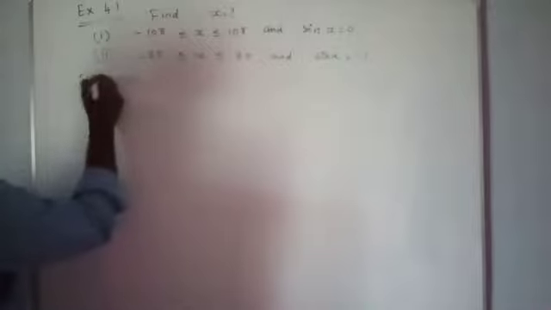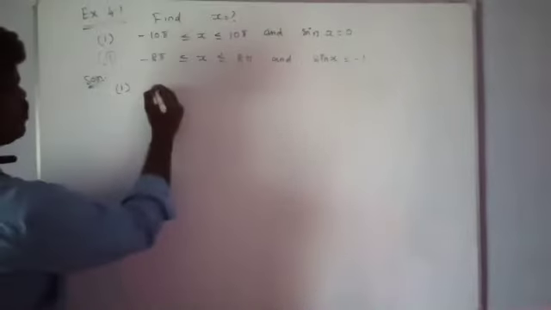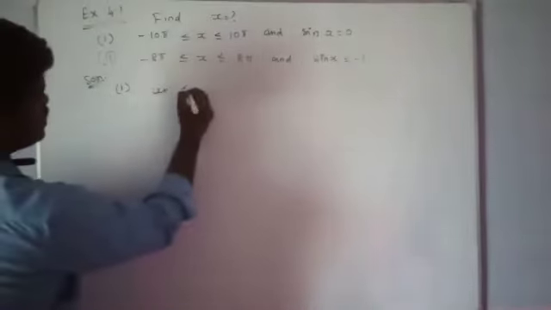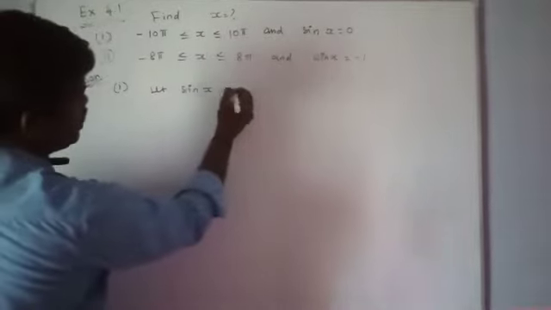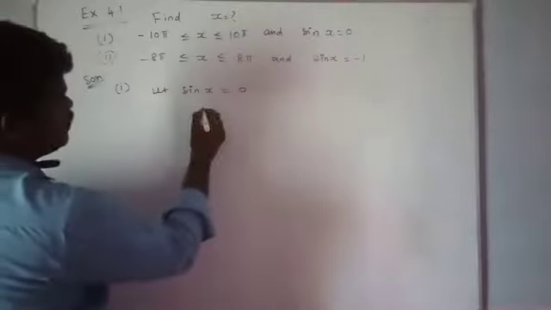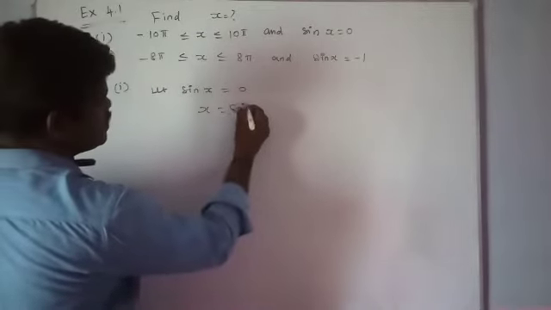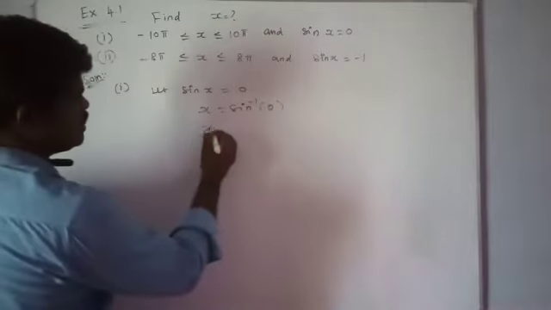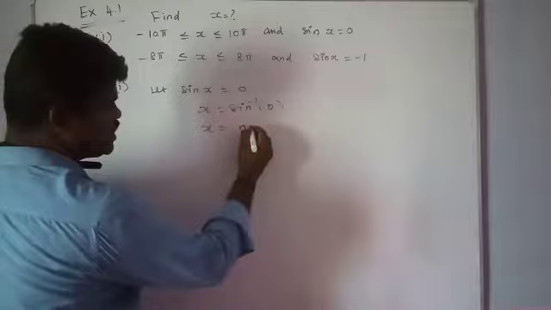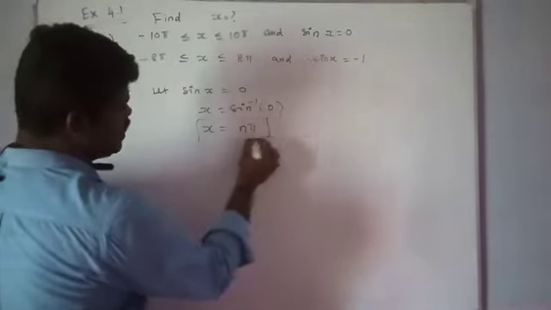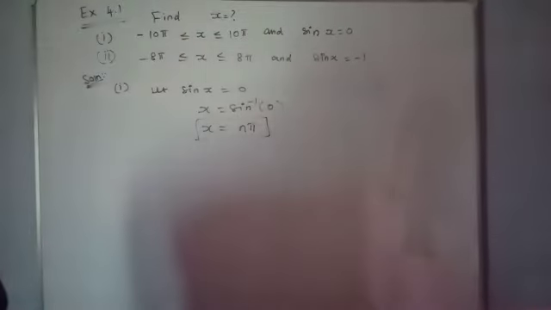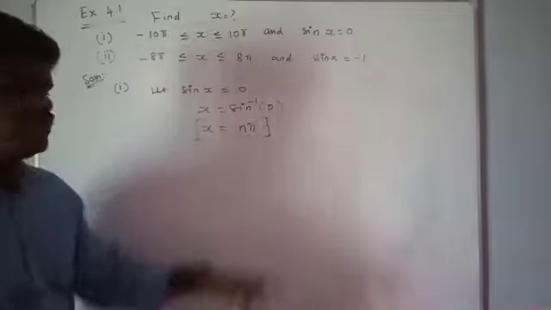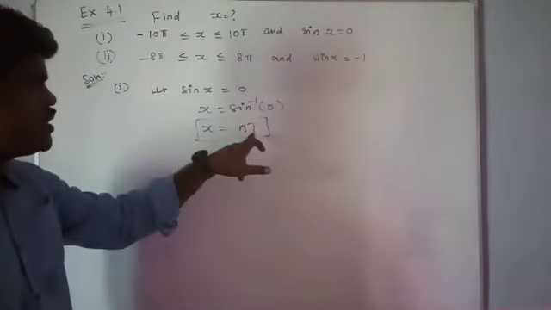Solution of the first Roman letter. Let sin x is equal to 0. Therefore, x is equal to sin inverse 0. So, what are the values of sin inverse 0? Refer the general form, x equal to n pi. This is very important. The general form of sin inverse 0 is n pi.